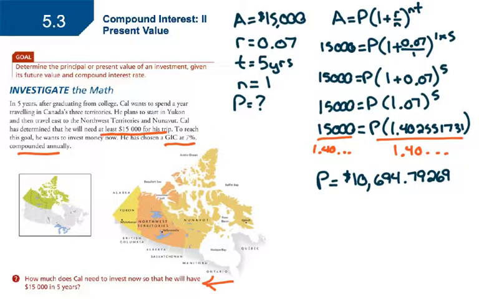So using a little bit of common sense and thinking about this, he will actually need 10,694 and 80 cents. While this might give him slightly more than $15,000 at the end, might give him $15,000 and a few cents, he needs at least $15,000, so this is how much we would need to get him all the way to $15,000.